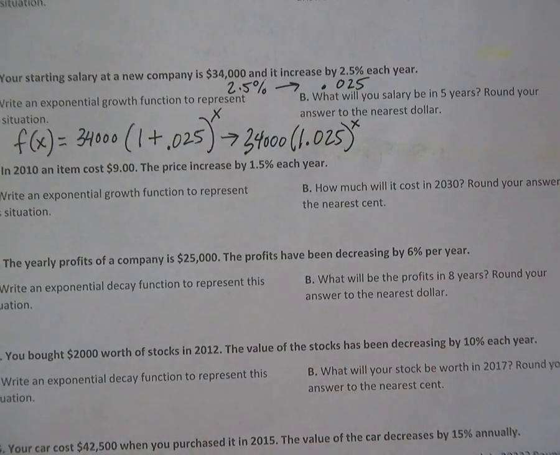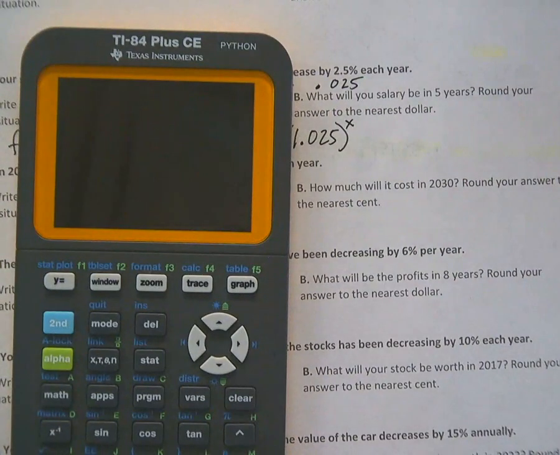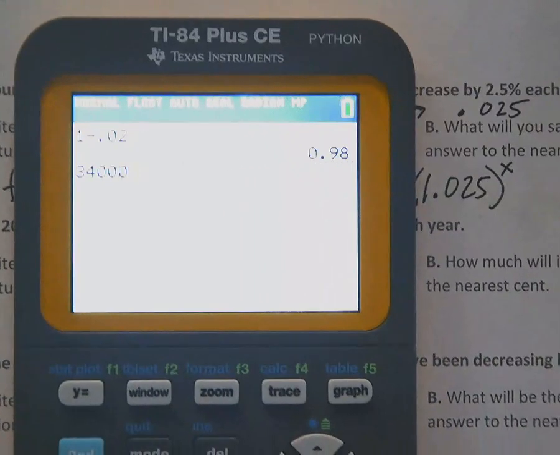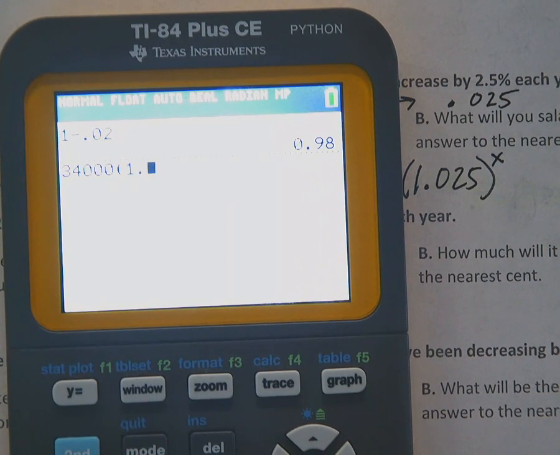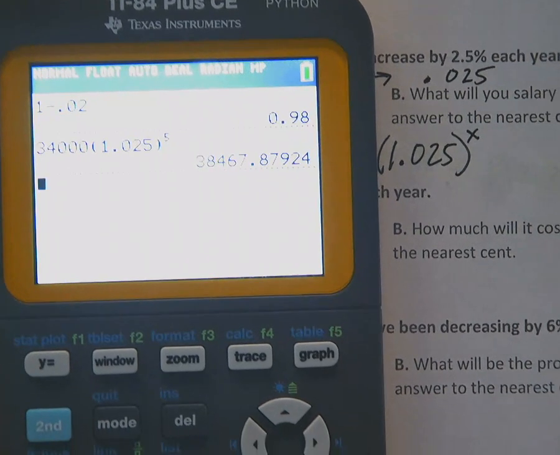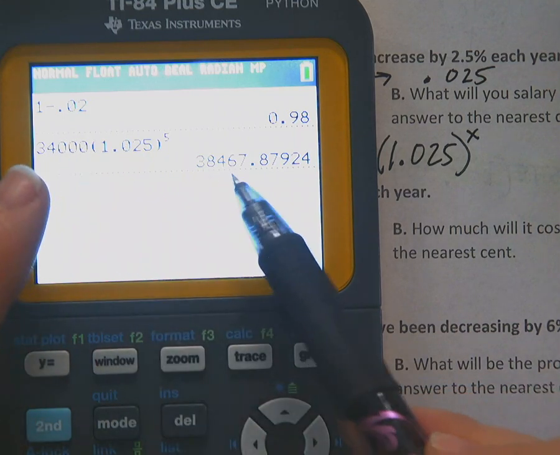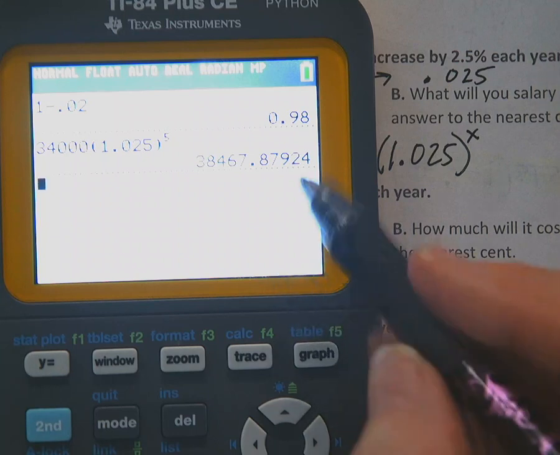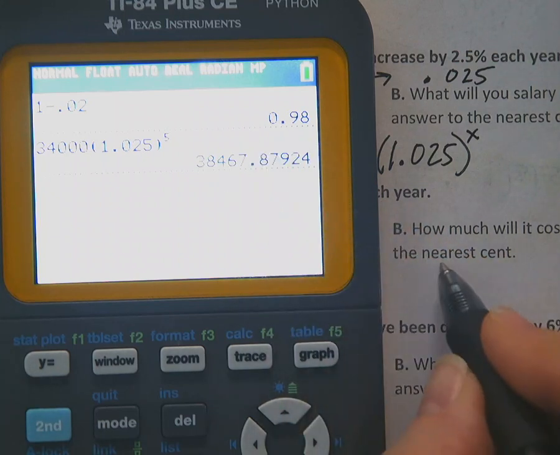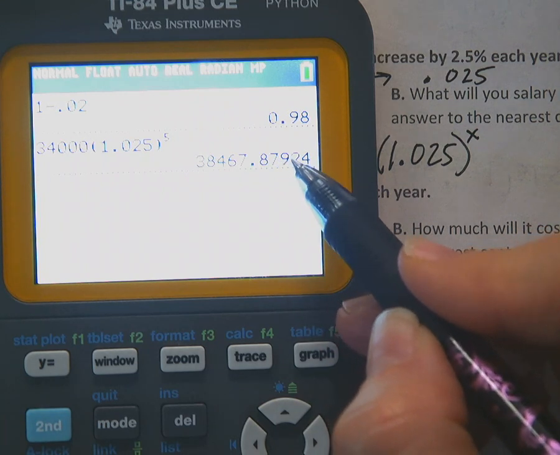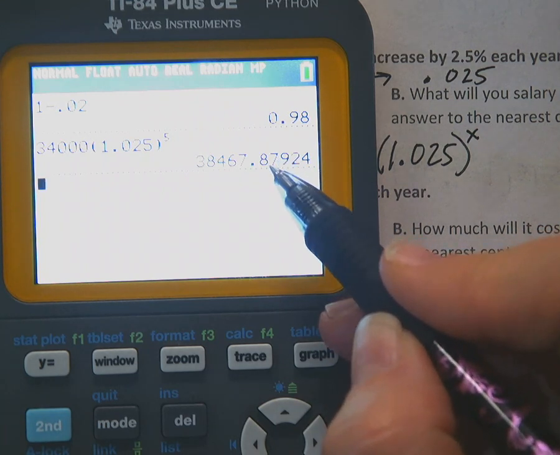Then what will your salary be in 5 years? You go here, 34,000 times 1.025 to the 5th power. Okay, so 2.5% raise after 5 years. You went from $34,000 to $38,467. This is money. It says round to the nearest cent. So the nearest cent is where the 7 is. So you look to the right of it. That 9 is going to make it bump up to 88 cents.